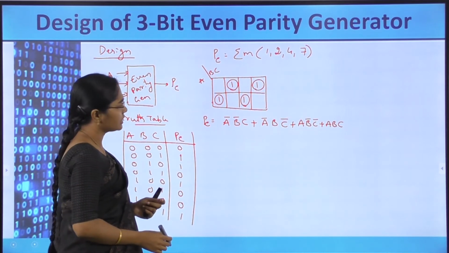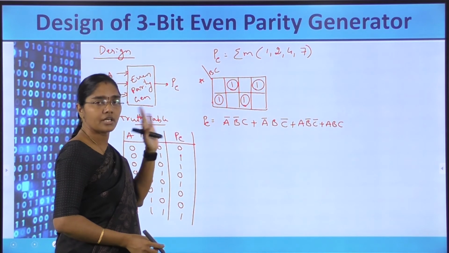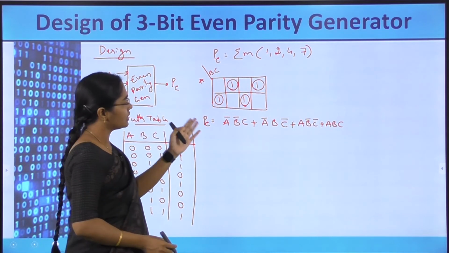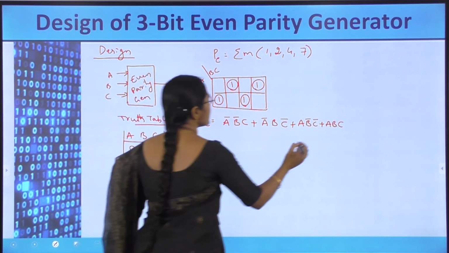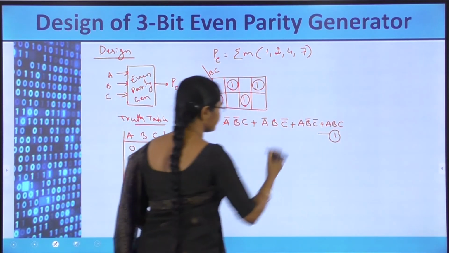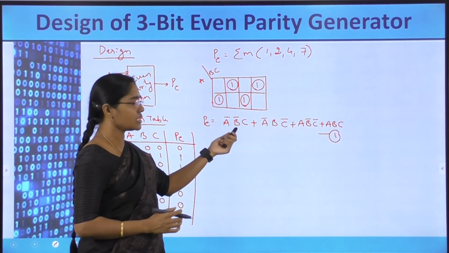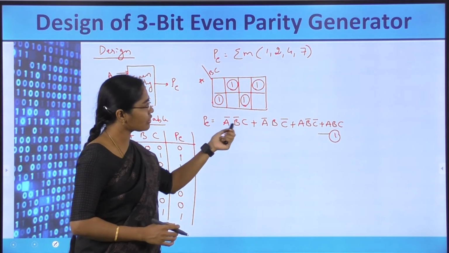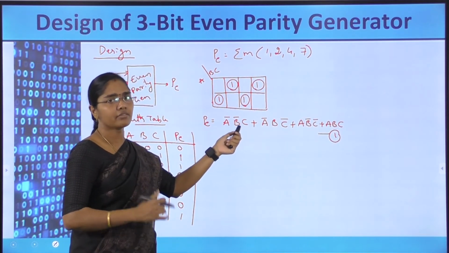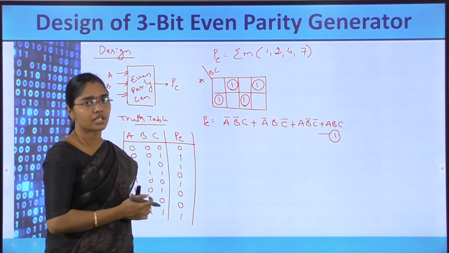Okay. So now this is already we have seen once, as the sum function of the full adder, and rewrite this in other terms. So this is equation 1, that is the output of the PE expression. PE expression is equal to this, and you can implement it with logic gates, with the help of AND and OR gates and inverters, then it will become the even parity generator logic diagram.